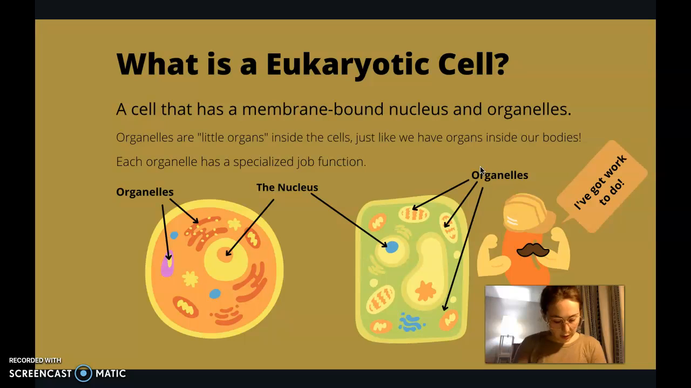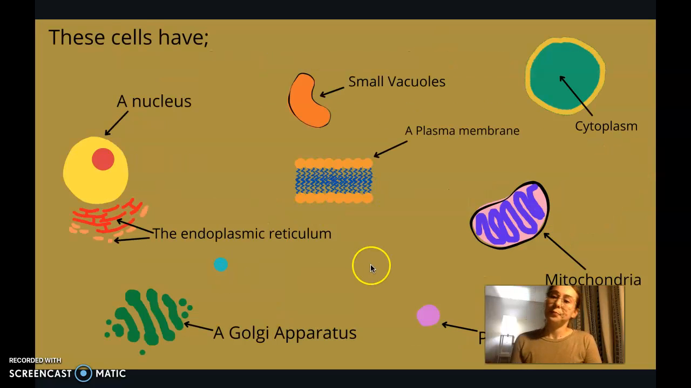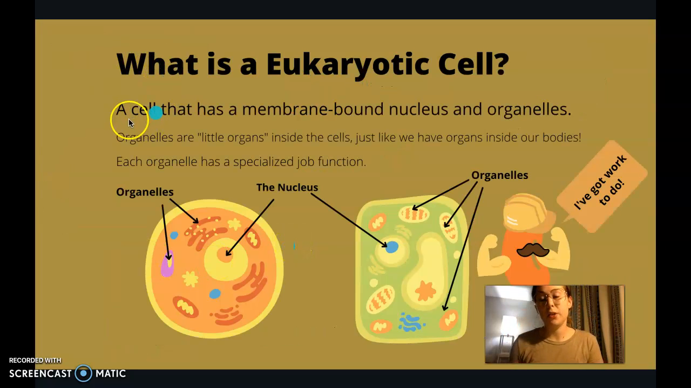So when the atrazine is dissolved in the water, the fish takes the chemical in and it enters its cells via diffusion through the lipid bilayer of the cell membrane. The cells in the fish are eukaryotic, so I'm just going to go quickly over what a eukaryotic cell is. The eukaryotic cell has a membrane-bound nucleus, and it has organelles. Organelles are little organs inside the cell, just like we have organs inside our bodies.